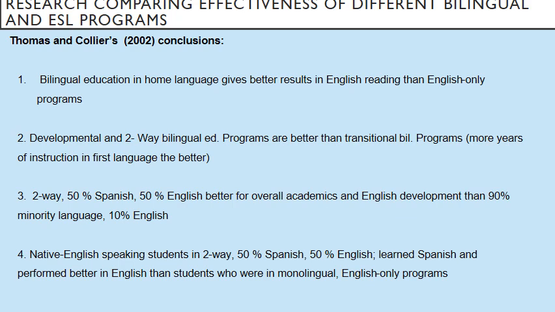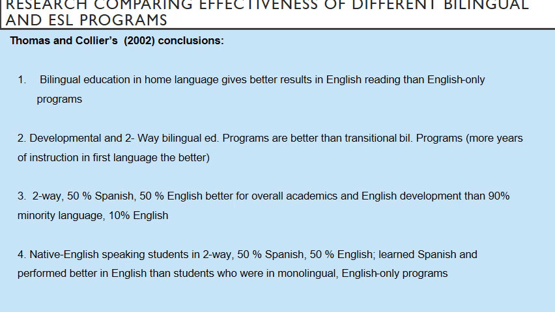Two-way 50% Spanish and 50% English did better for overall academics and also overall English development compared to programs that were primarily 90% of the native language and only 10% English. So having a healthy balance of the native language of the students, Spanish, and their second language, English, was the most beneficial.